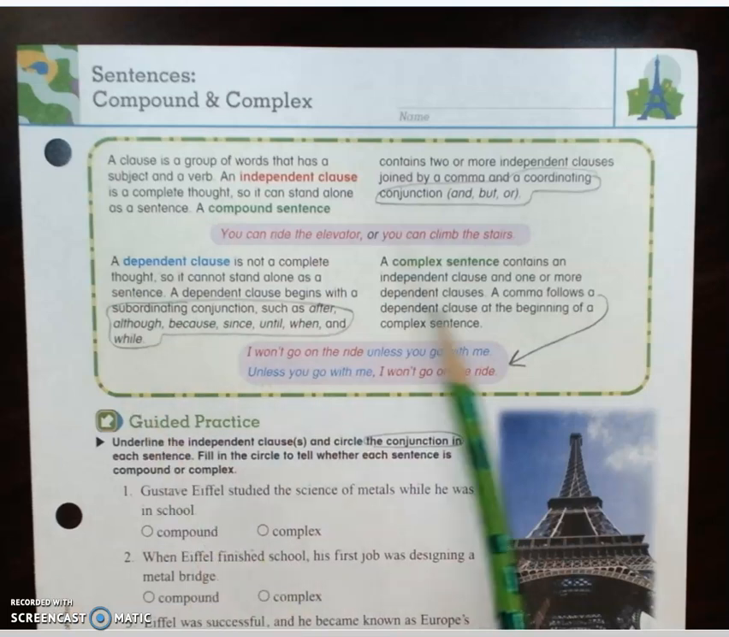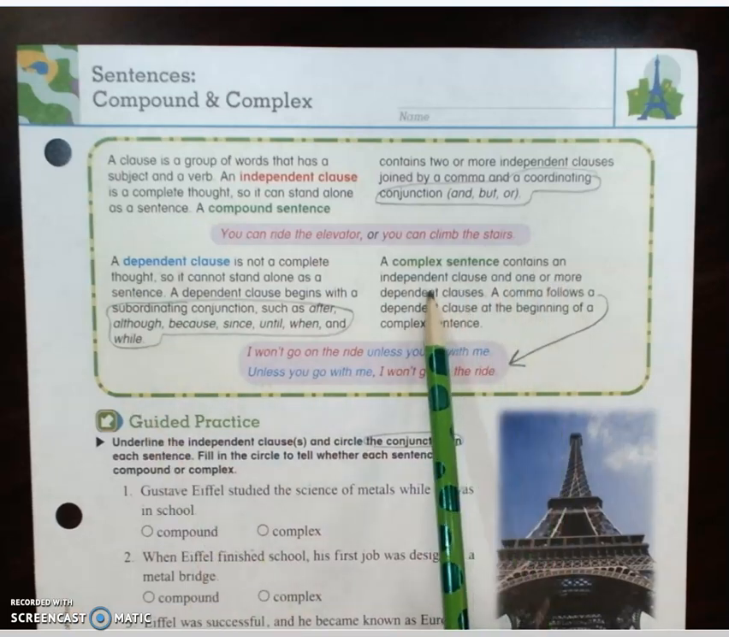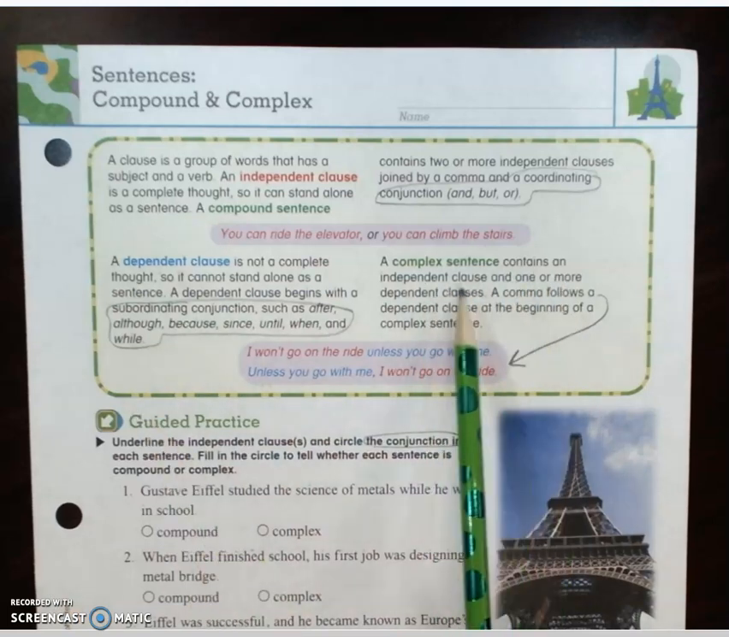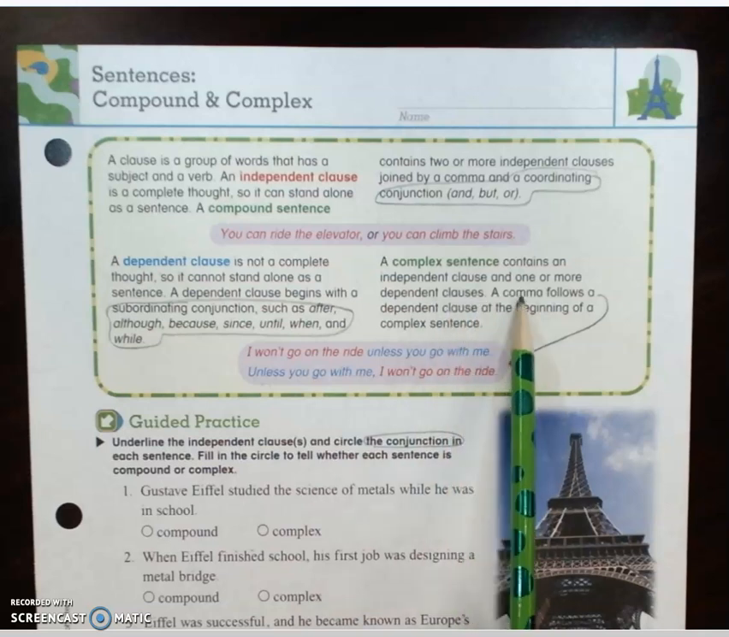But anyway, a complex sentence contains an independent clause and one or more dependent clauses. A comma follows a dependent clause at the beginning of a complex sentence. So I'm going to repeat this real quick. It says a complex sentence contains an independent clause. So it has to have an independent clause in there, or something that's a complete thought, and one or more dependent clauses. A comma follows the dependent clause at the beginning of a complex sentence.